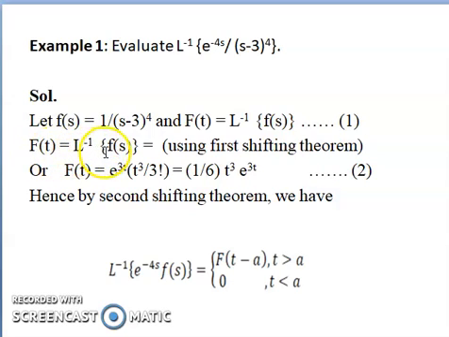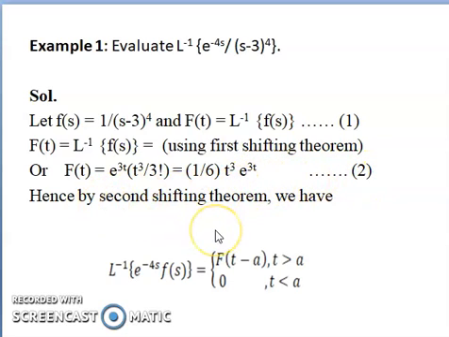Here f(t) equals L inverse of F(s). By the first shifting theorem, f(t) can be written as, because F(s) is given as 1 by (s minus 3) to the power 4, f(t) equals e to the power 3t times t cube divided by factorial 3. So factorial 3 becomes 6, so 1 by 6 t to the power 3 e to the power 3t. So this is equation number 2.